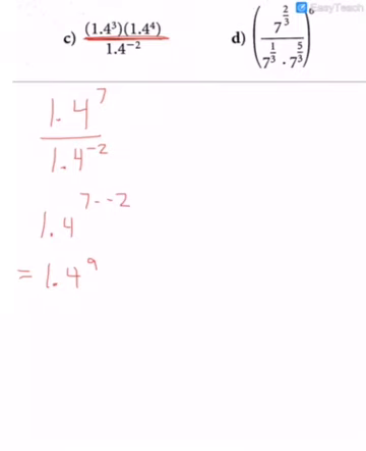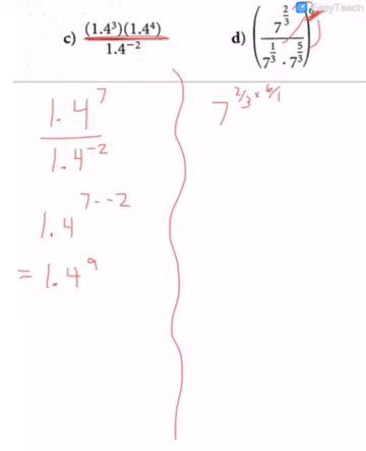Now let's look at D. It's getting a little bit more complicated. When we're looking at D, I'm going to start by dealing with this outside exponent. So what I have to do is apply this outside exponent to each of the inside exponents by multiplying, because it's a power to a power. So on the top, we're going to have 7 to the power of 2/3 times 6 over 1, or times 6. On the bottom, we'll have 7 to the power of 1/3 times 6, and 7 to the power of 5/3 times 6.